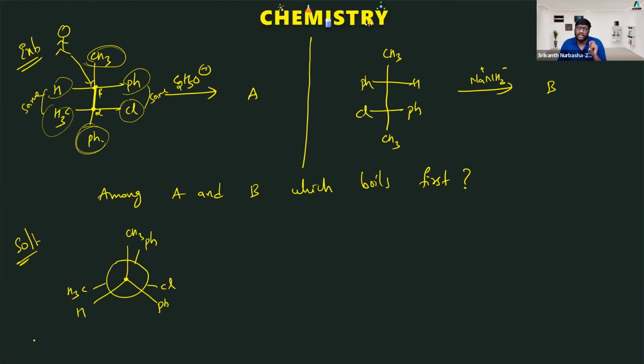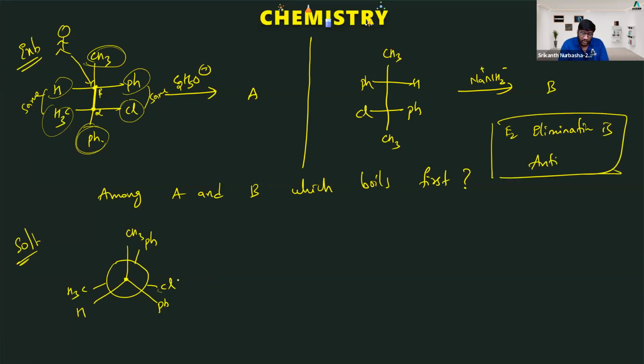Now, the only condition we have is that anti-elimination should occur. E2 elimination is anti. So the leaving group chlorine and the hydrogen should be exactly opposite to each other. That means they should be at an angle of 180 degrees. So what is the angle between hydrogen and chlorine now? Try to figure out. What is the dihedral angle? Can I say the dihedral angle here is 120 degrees or not?